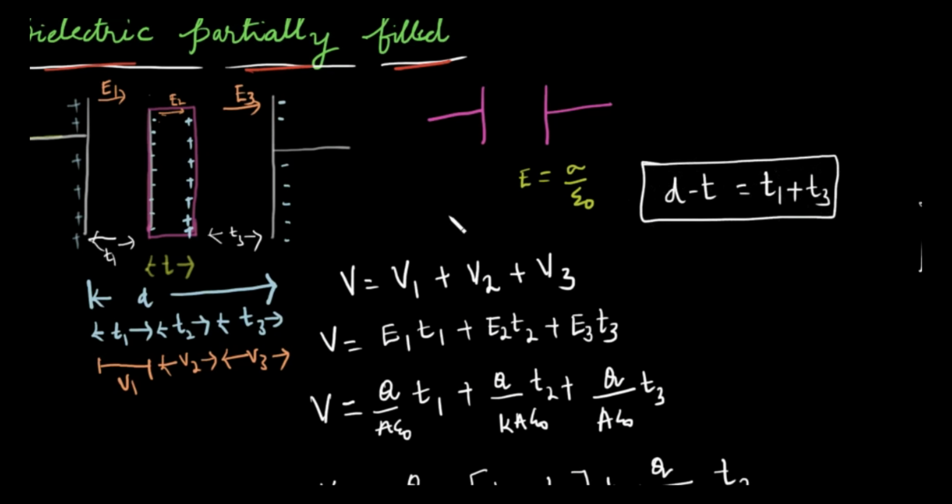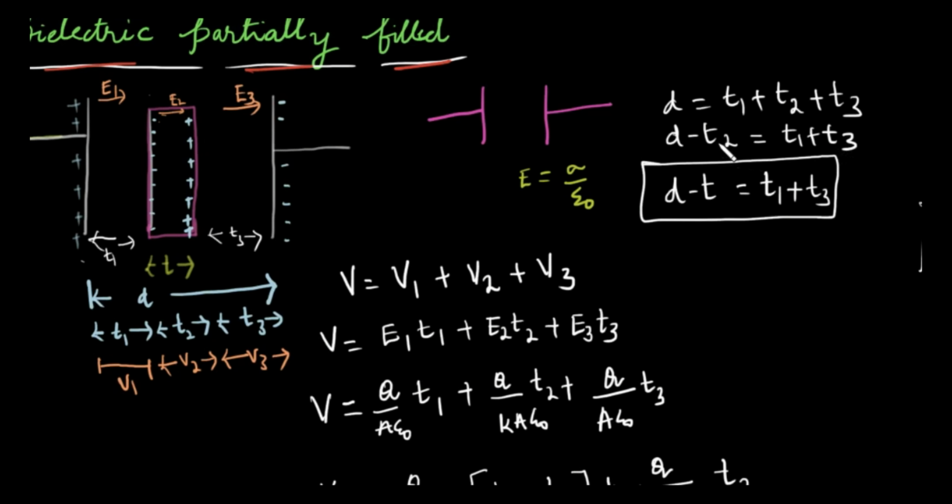The total distance between the plates is d. If I remove the dielectric, d minus t gives t1 plus t3. So d minus t is equal to t1 plus t3, or in another way, d is equal to t1 plus t2 plus t3. Now sending t2 to this side, d minus t2 is equal to t1 plus t3.